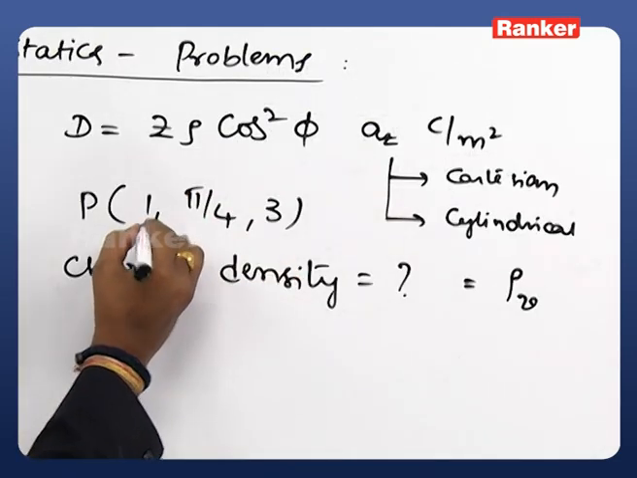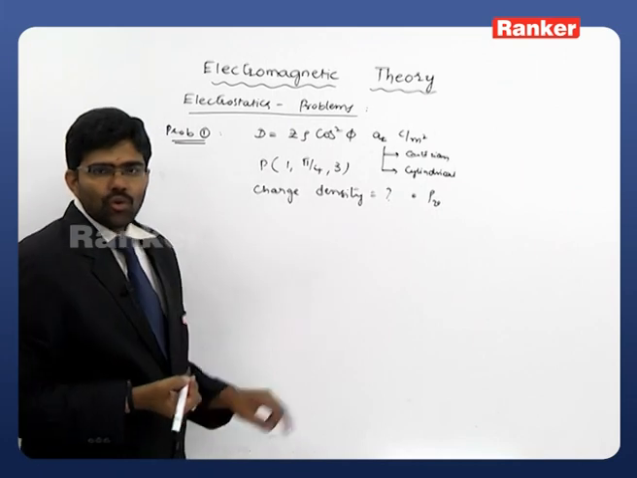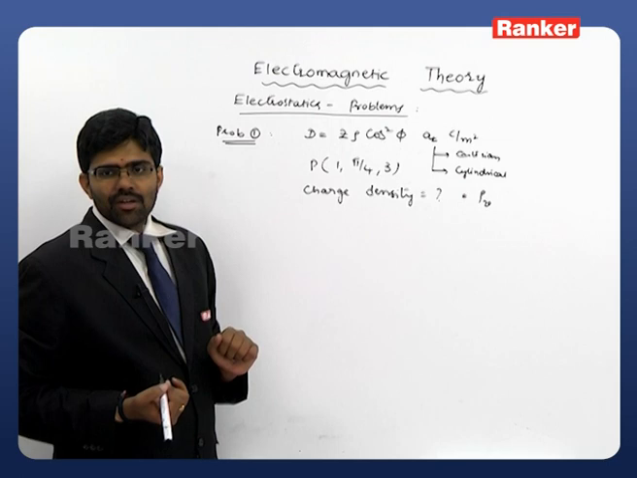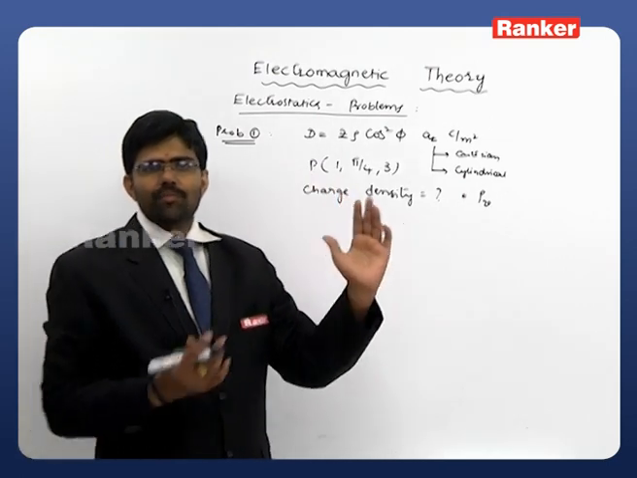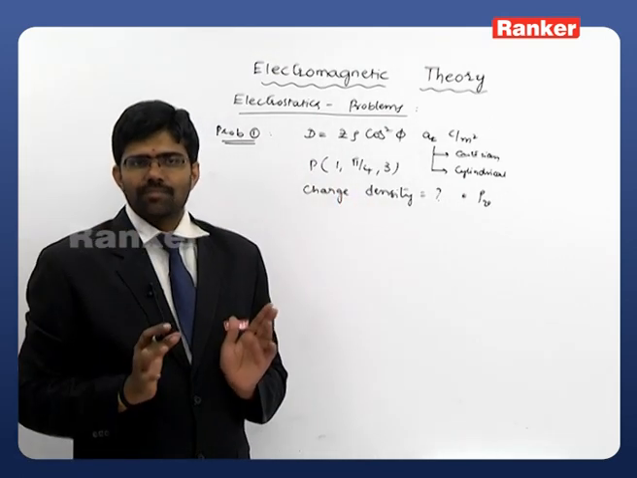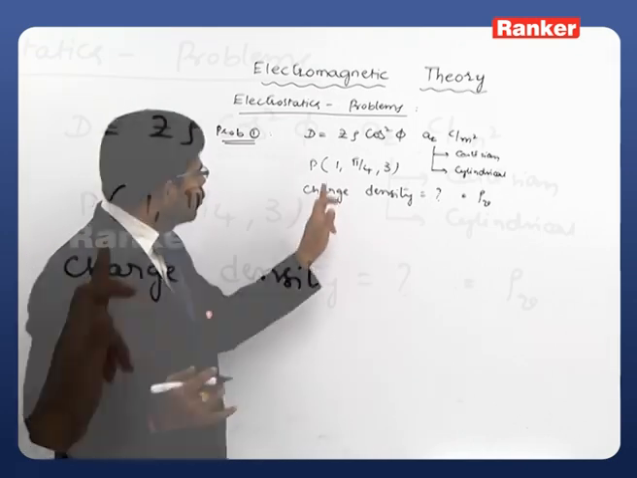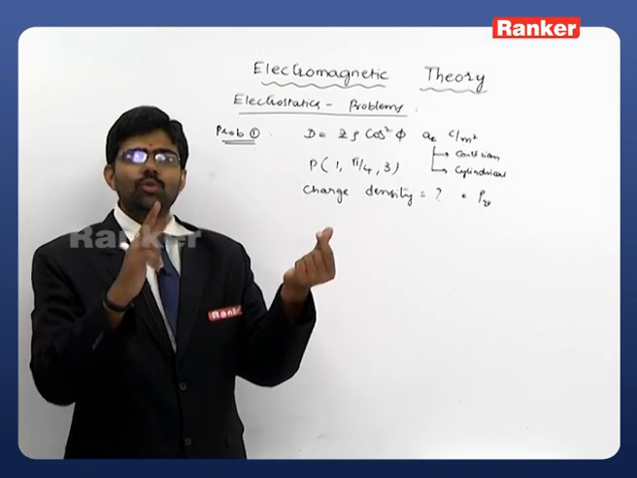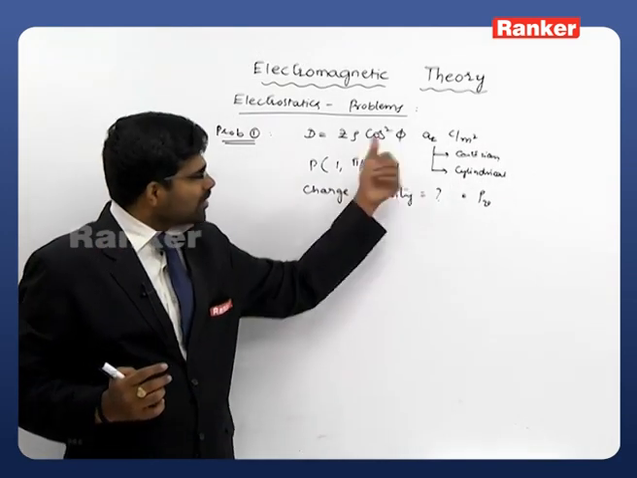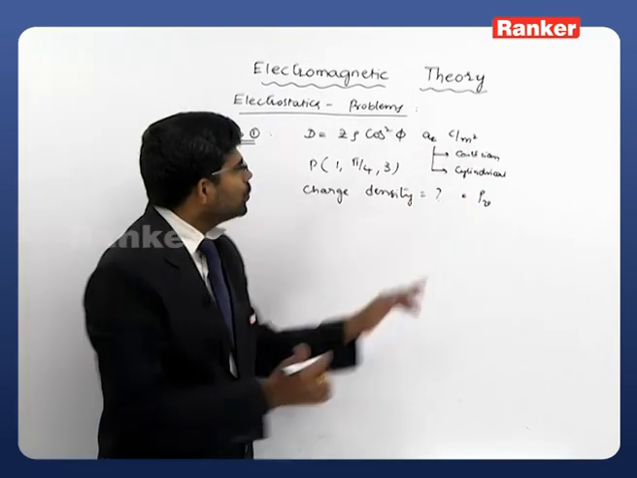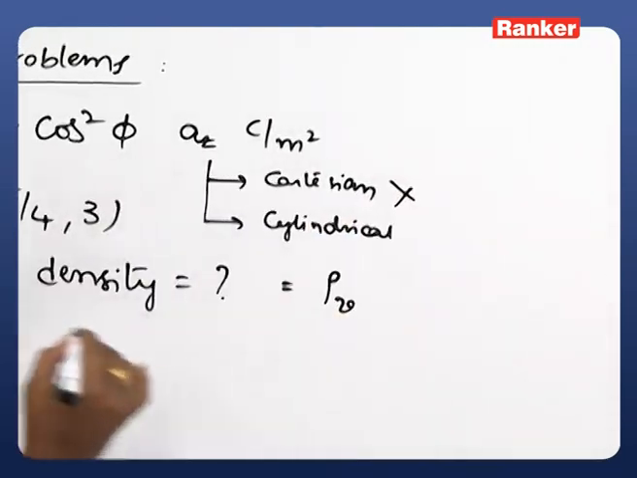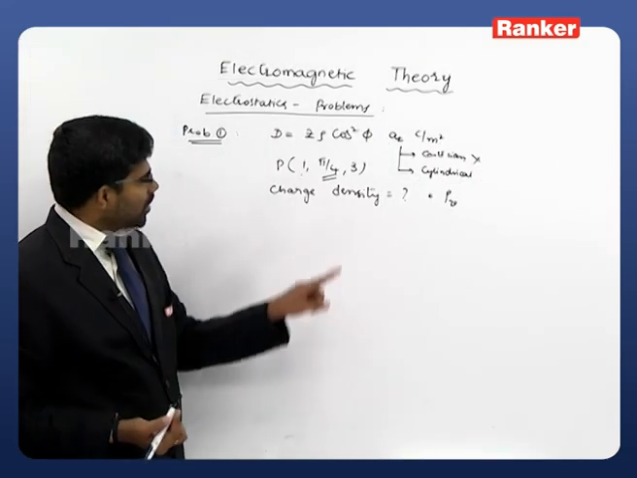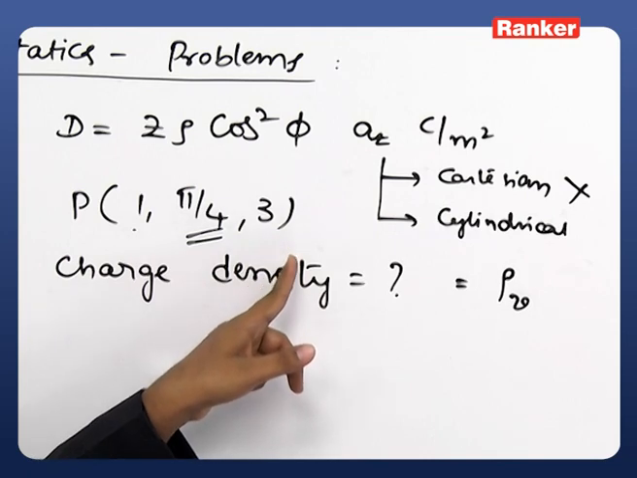The point has 1, pi by 4, 3. 1 is a distance, pi by 4 is an angle, 3 is a distance. In the rectangular or Cartesian coordinate system, all 3 coordinates are distances. In the cylindrical coordinate system, there will be 2 distances and 1 angle. In the spherical coordinate system, there will be 1 distance and 2 angles. So the spherical is already eliminated. Among these two, we need to eliminate Cartesian also, because the point contains 1 angle and 2 distances. So clearly the point was given in the cylindrical coordinate system.